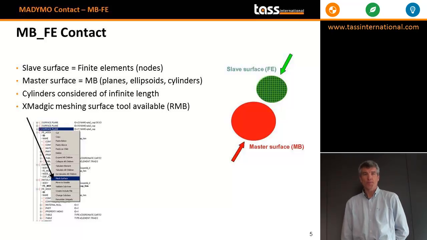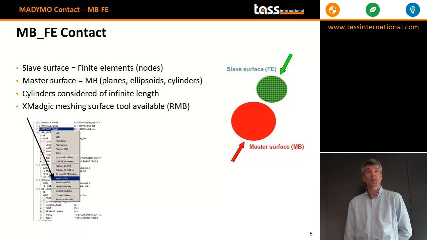MBFE contacts. As already said, slave surfaces are the nodes. The master surfaces are the planes, ellipsoids and cylinders. It can be a set. Bear in mind that cylinders, although visually you might think they have a finite length, are considered to be infinite.